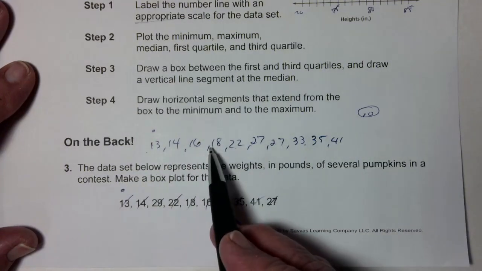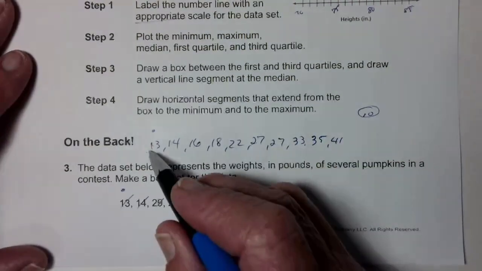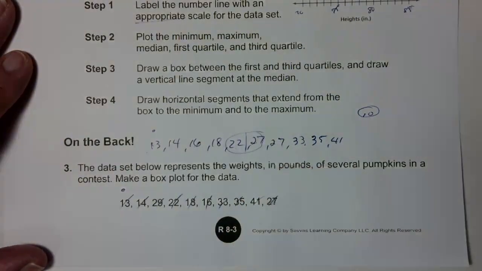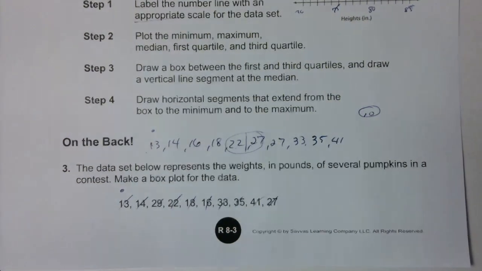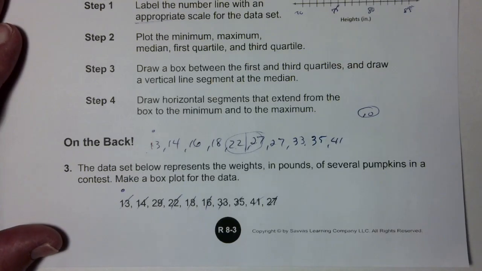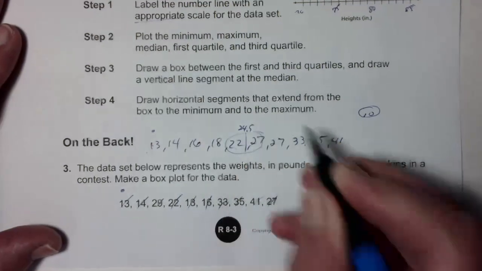So 1, 2, 3, 4, 5. I need to find the average right here to get my median. What's the average of 22 and 27? 22 plus 27 equals, divide by 2, 24 and a half. So 24 and a half is my median.